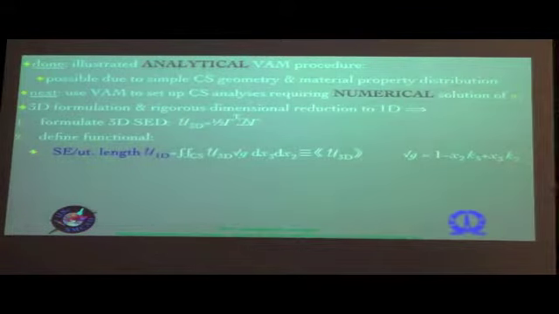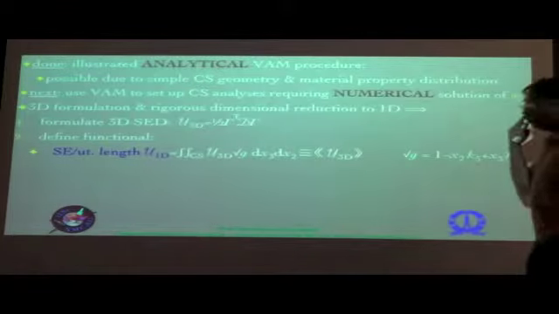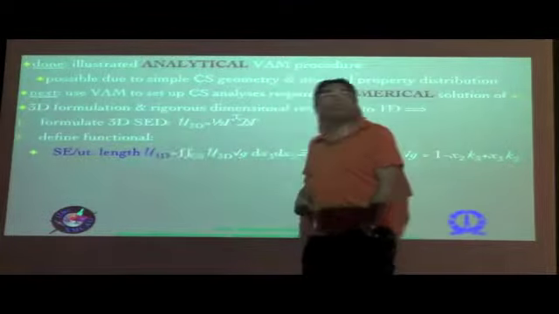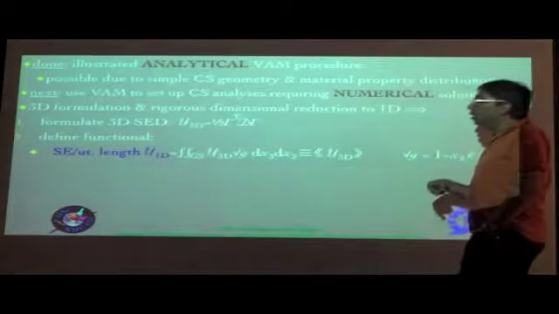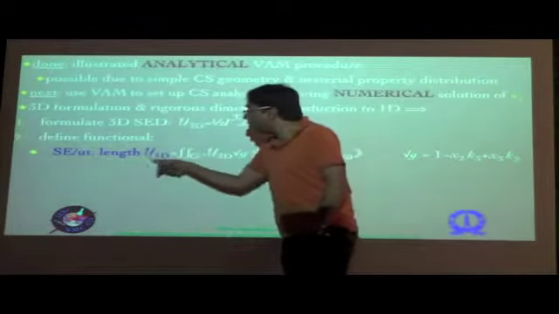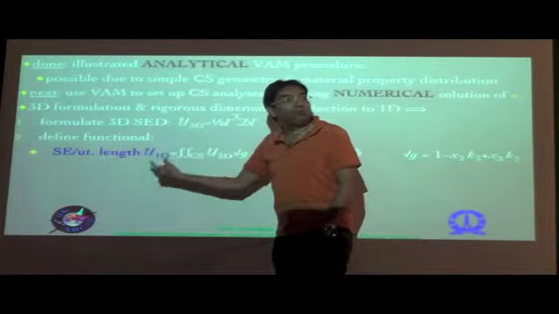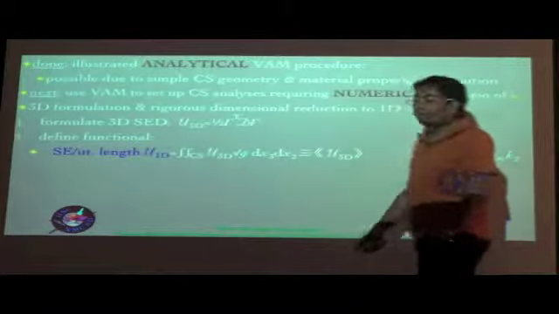Now we define the functional, which we basically want to make stationary, which is the strain energy per unit length of the beam, which is using the same symbol as before, U1D. Basically it is having an SI unit of joules per meter along the length of the beam.